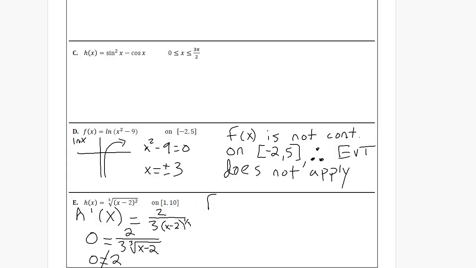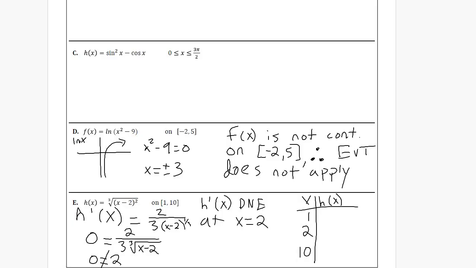However, notice that h prime of x does not exist when our denominator equals 0. Set the denominator equal to 0, divide by 3, cube both sides. I still have x minus 2 equals 0, so it's not going to exist at x equals 2. And remember that those have to be included in our candidates test, just like they do when it equals 0. So I'm looking at 1, 2, and 10. If I plug that in, we get 1, 0, and 4.